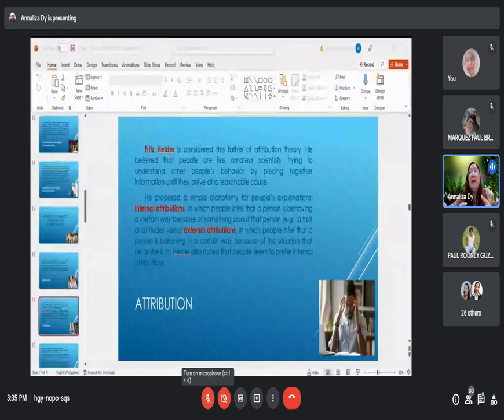Okay, example, I was late for my class. So what could be a cause? I was dilly-dallying, no? I was lazy that day. I just wanted to sleep off more of the time. Kaya na late ako. Hello? No? That's internal. The cause of the situation is the person himself.